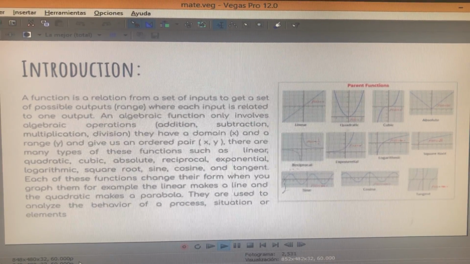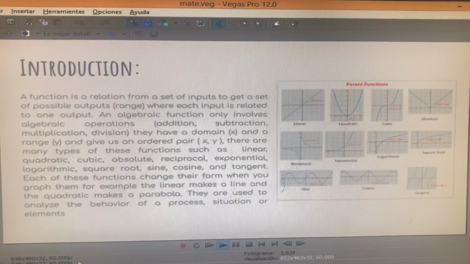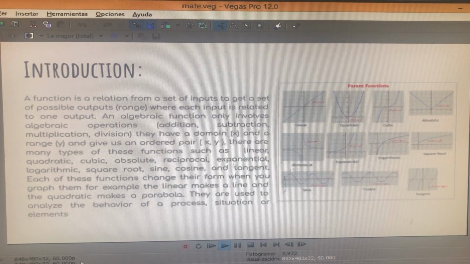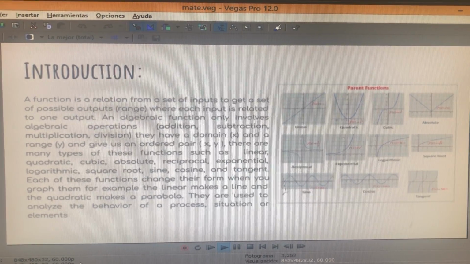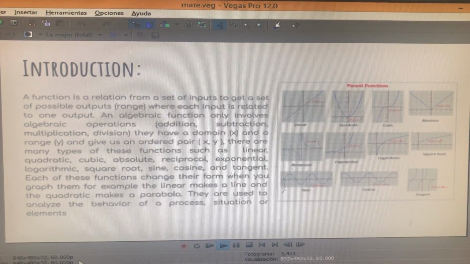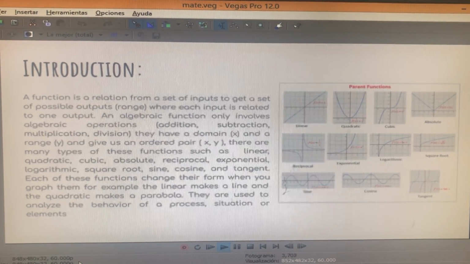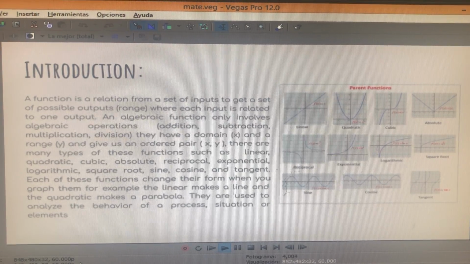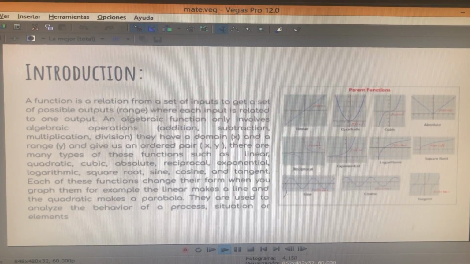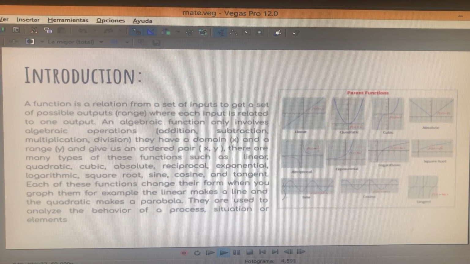There are many types of these functions, such as linear, quadratic, cubic, absolute, reciprocal, exponential, logarithmic, square root, sine, cosine, and tangent. Each of these functions change their form when you graph them. For example, the linear makes a line and the quadratic makes a parabola. They are used to analyze behavior of a process, situation, or elements.